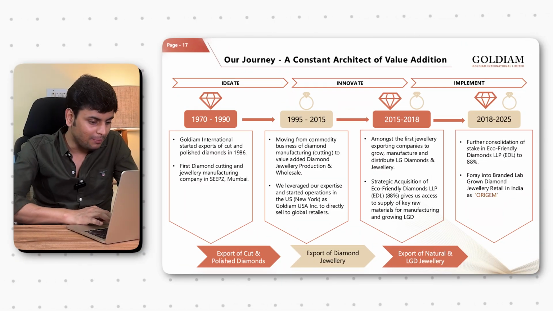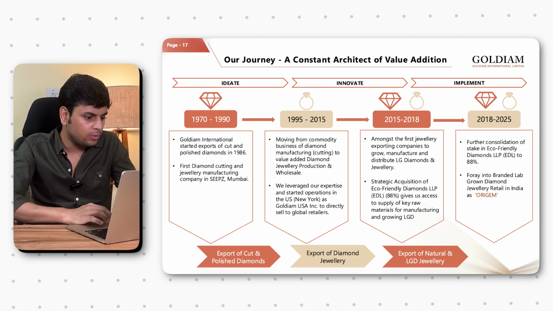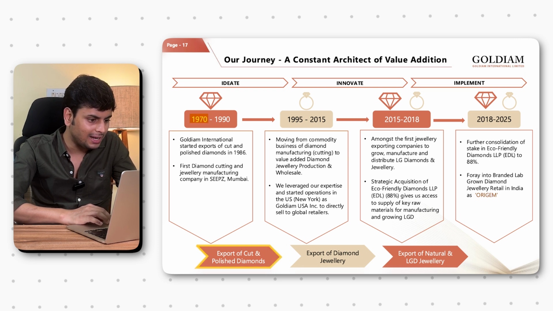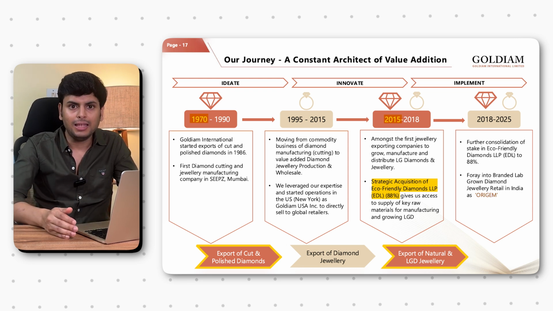Now let us quickly come back and take a look at the last few things. Although I have already told you, you can see again here that the company was started in 1970, and it only dealt in natural diamonds. Then from 2015, it started working on LGDs. They have also acquired a business called Eco-Friendly Diamonds, which is into LGD manufacturing. So they have some in-house manufacturing, and they also purchase LGDs from other manufacturers.